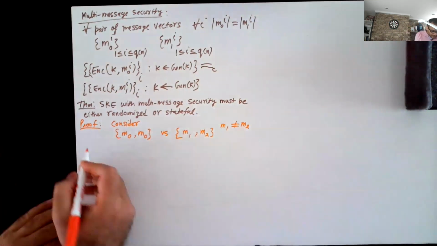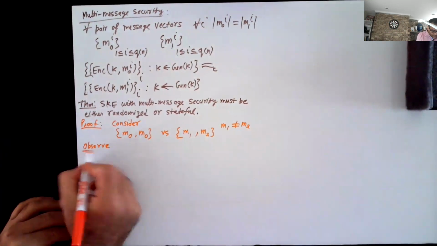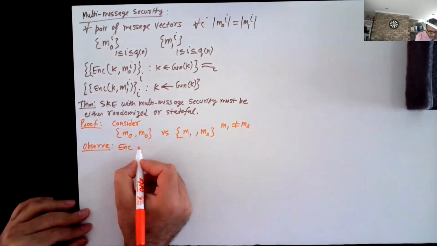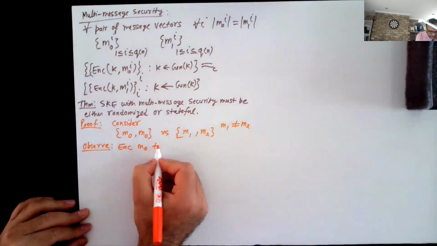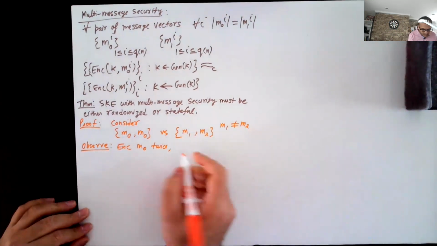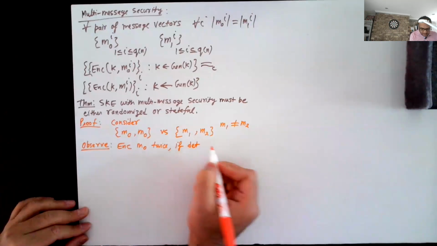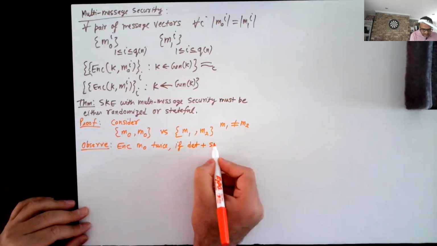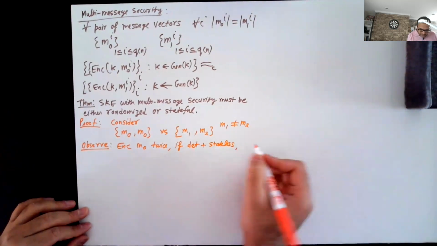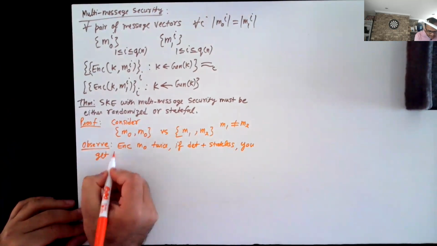Now observe that if you encrypt M0 twice, if your encryption scheme is deterministic and stateless, you get the same ciphertext.